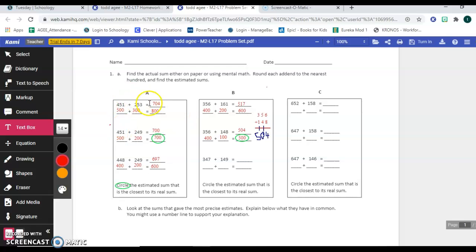I do want you to get the practice of adding the numbers to find an exact sum and also rounding each add-in to the nearest hundred and finding an estimated sum.